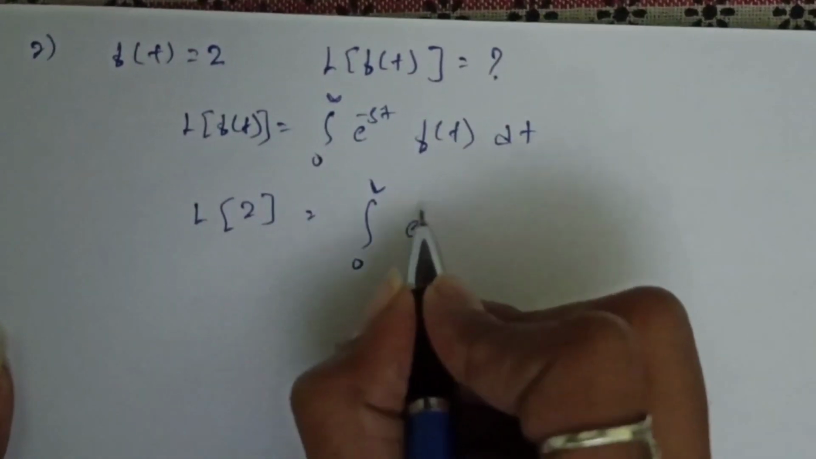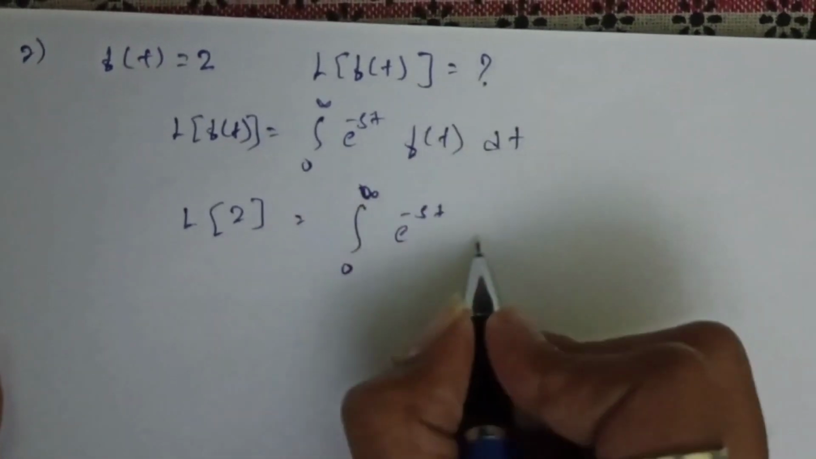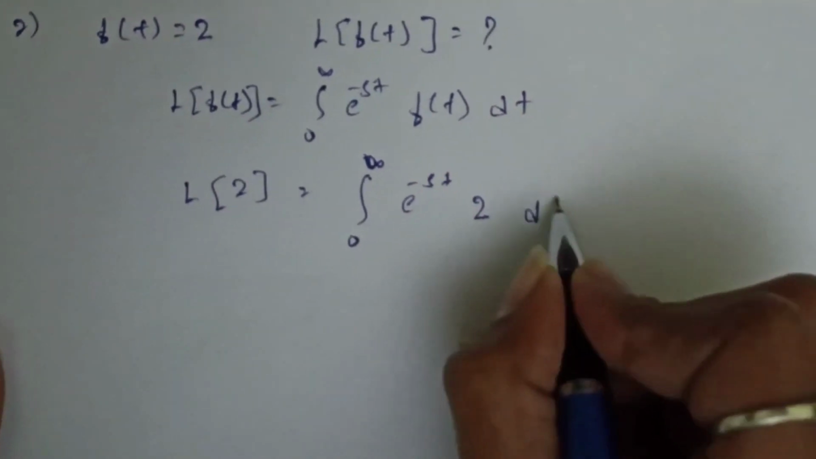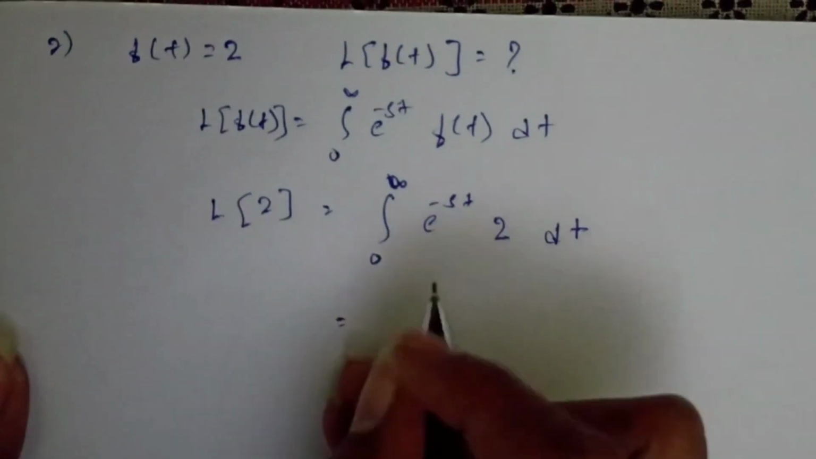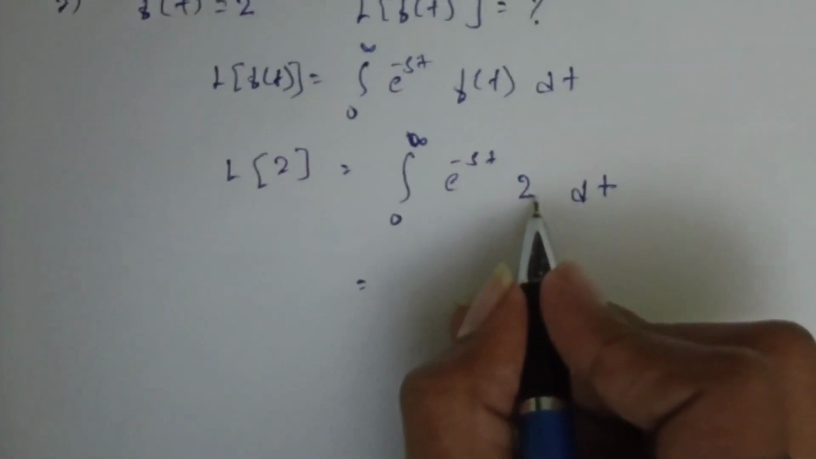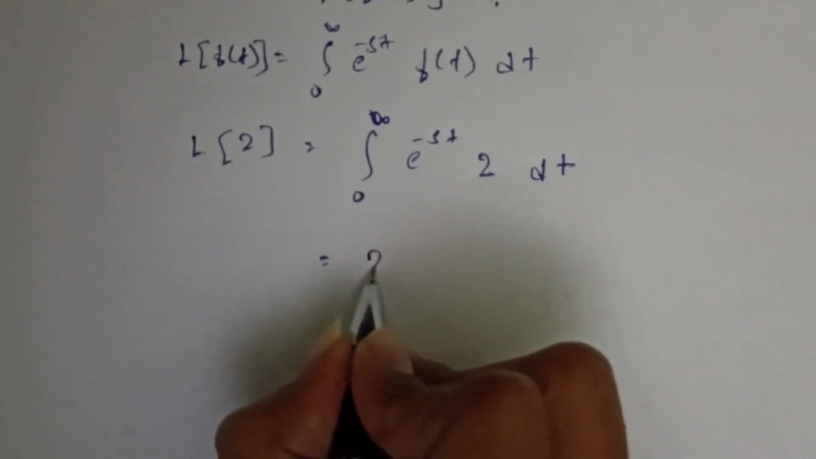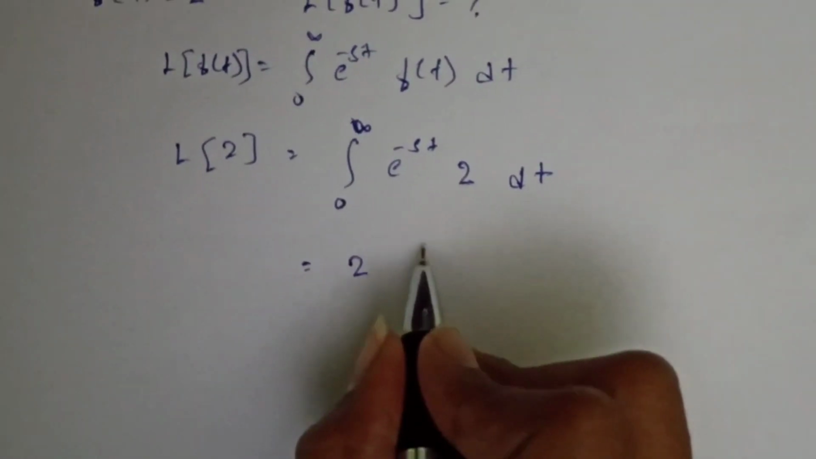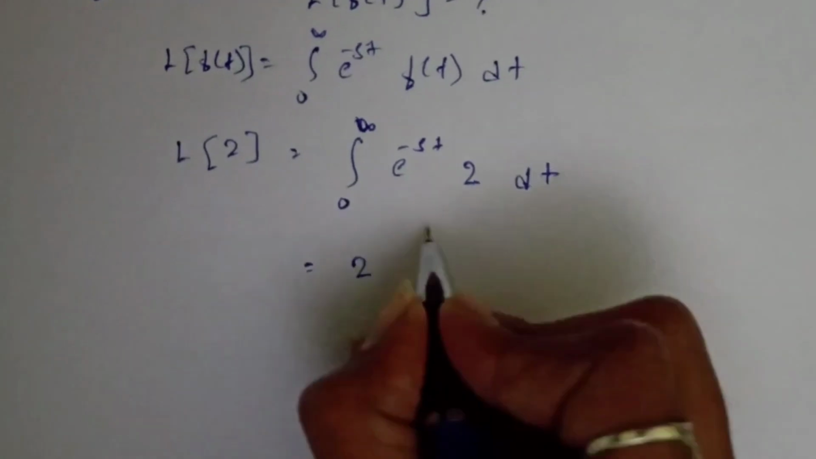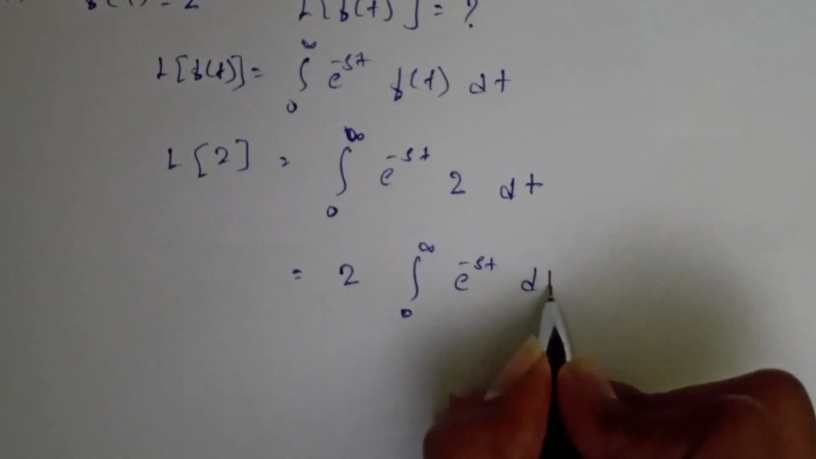The integral from 0 to infinity, e to the power minus st as it is. So f of t means 2 into dt, right? Now 2 is a constant term, it will not vary. So let us write this 2 outside. The remaining is the integral from 0 to infinity of e to the power minus st dt.